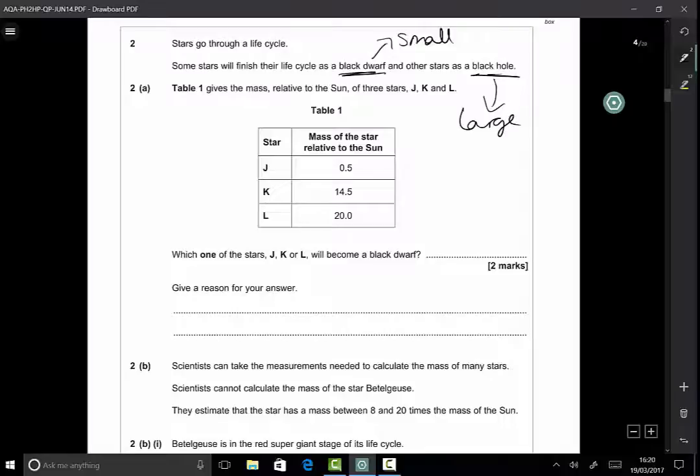So we have to be careful here about whether we're thinking about black dwarfs or black holes. We've got the mass relative to the sun, so this is how many times the sun's mass these three stars are, J, K and L. Which one is going to become a black dwarf? Well, we know that black dwarfs come from small stars, so we're going to pick the smallest one. It's going to be J. It is the smallest.